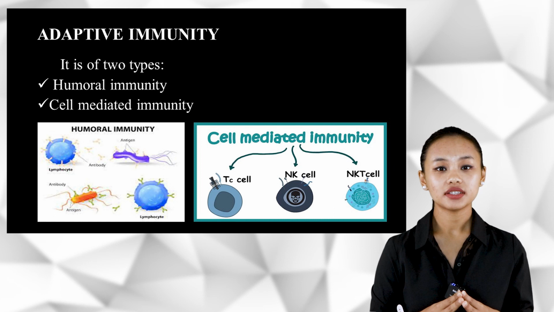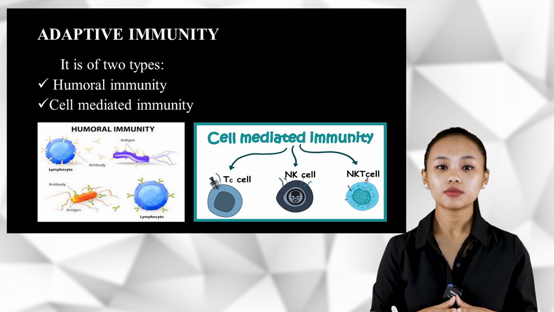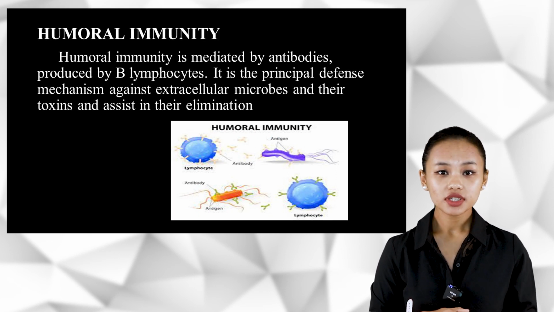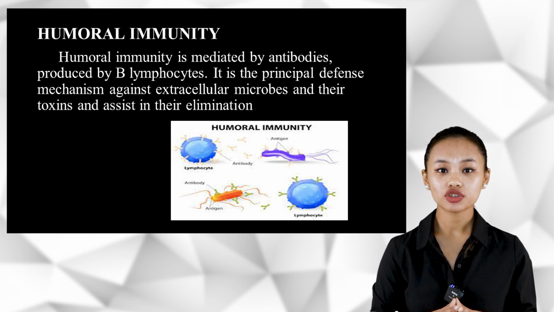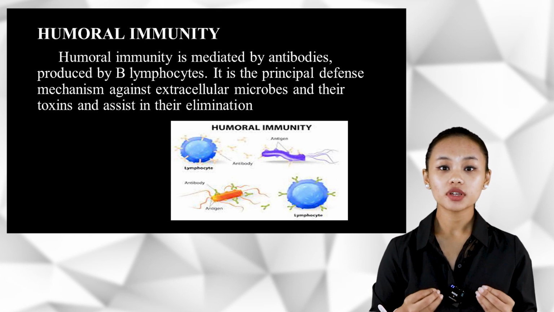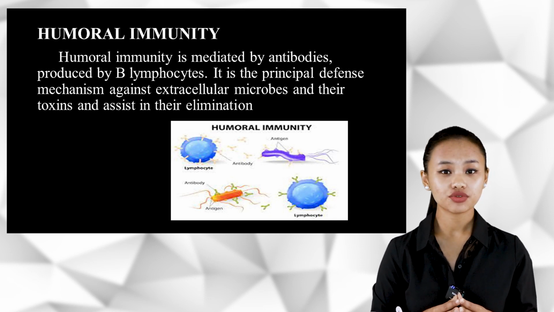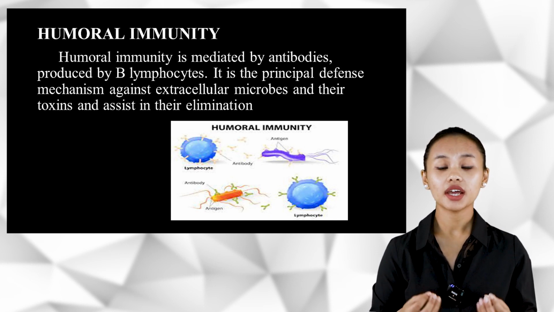As we have discussed, the adaptive immunity is further subclassified into two types, that is the humoral immunity as well as the cell-mediated immunity. So now let's look at what this immunity is about. The first one is the humoral immunity. Humoral immunity is mediated by the antibodies which are produced by the B lymphocytes. These B lymphocytes usually mature in the bone marrow. This humoral immunity is the principal defense mechanism against any extracellular microorganism and their toxins and assists in eliminating them from the body.